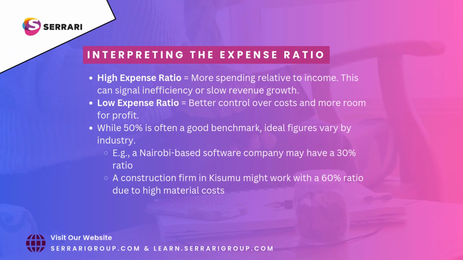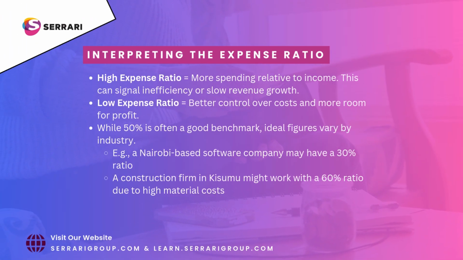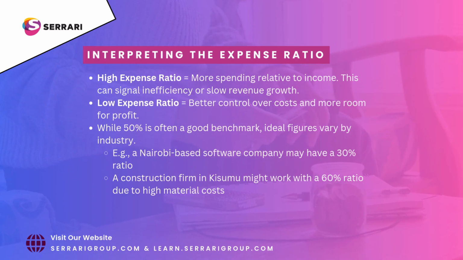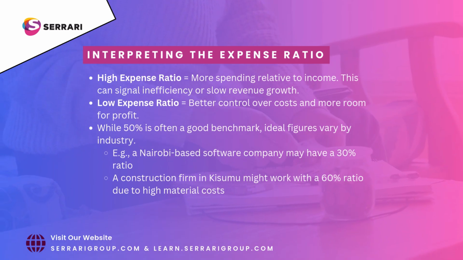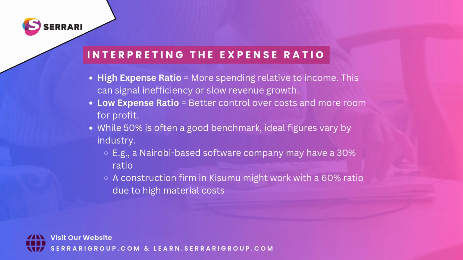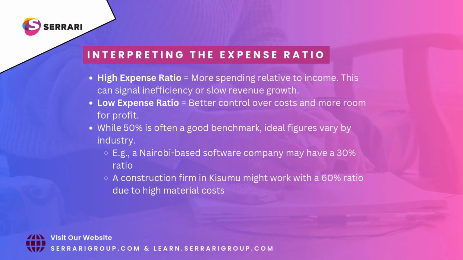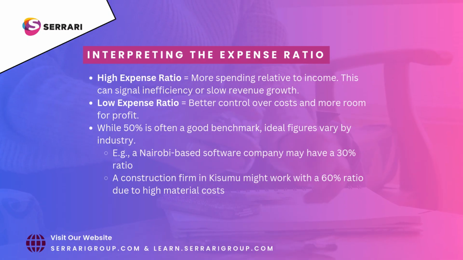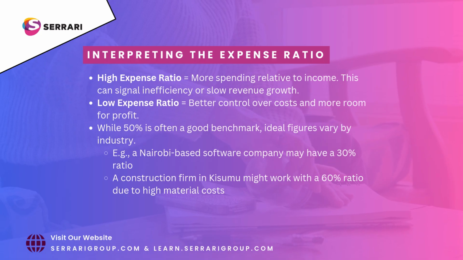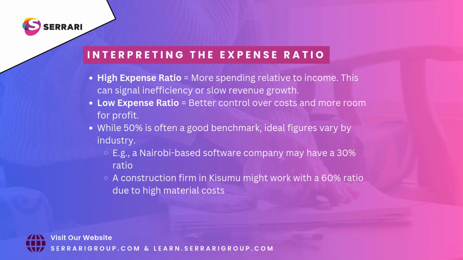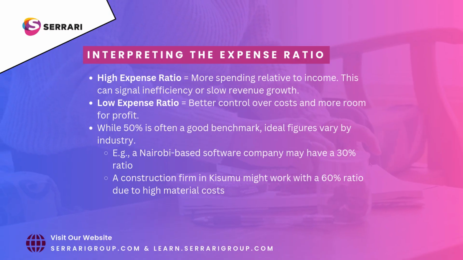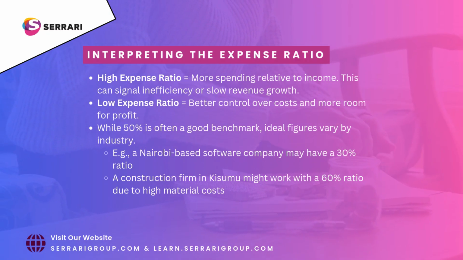Interpreting the expense ratio. High expense ratio equals more spending relative to income. This can signal inefficiency or slow revenue growth. Low expense ratio equals better control over costs and more room for profit. While 50% is often a good benchmark, ideal figures vary by industry. E.g., a Nairobi-based software company may have a 30% ratio. A construction firm in Kisumu might work with a 60% ratio due to high material costs.